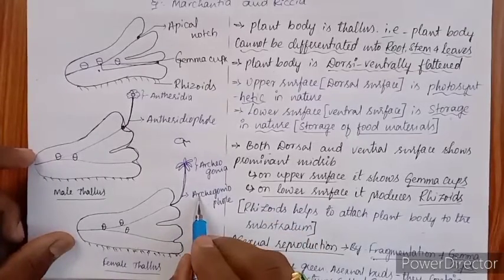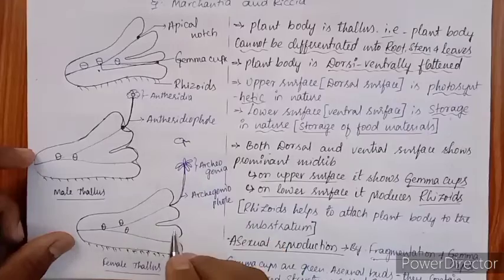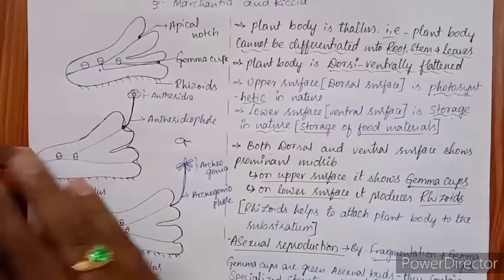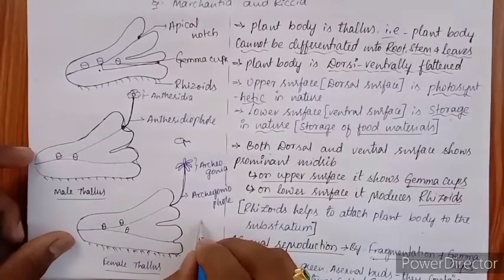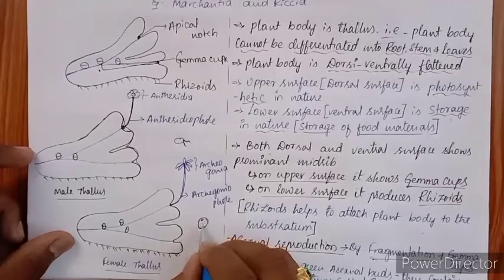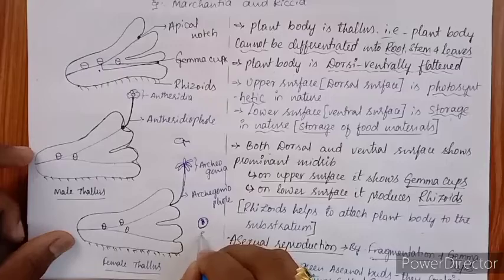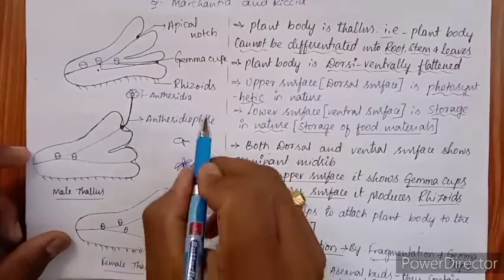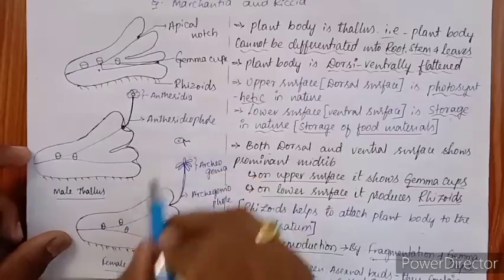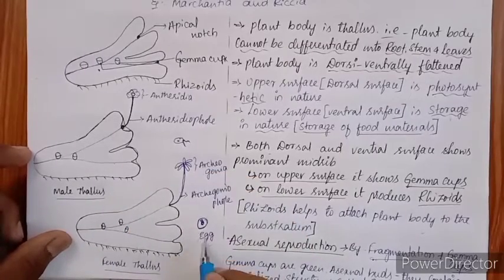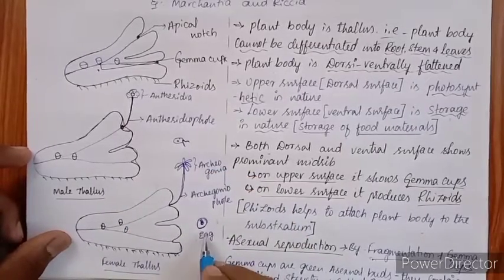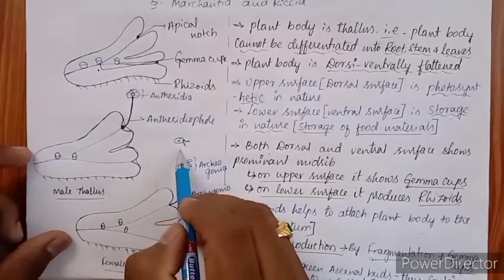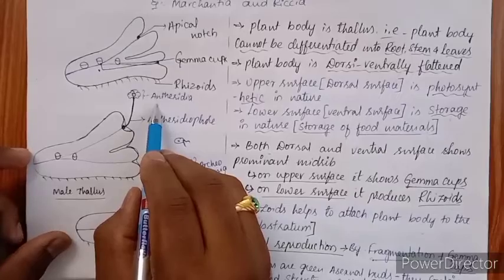And this archegoniophore produces ova. In animals we call it ova; here in plants we call it egg. See, it produces egg. This is the female gamete. So the male gamete is a biflagellated anthrozoid and the female gamete is called egg. The egg is formed in archegonia, and the anthrozoids are formed in the antheridia.